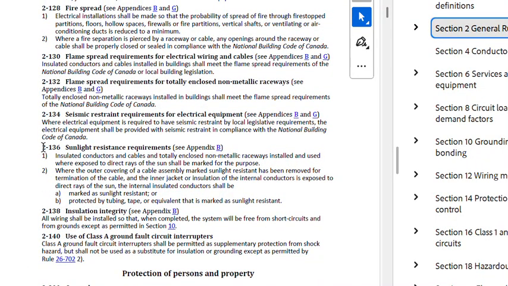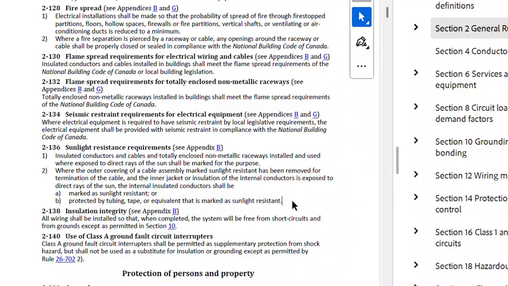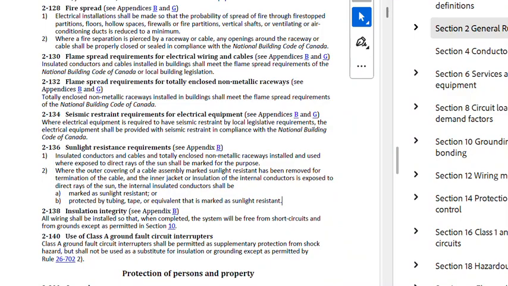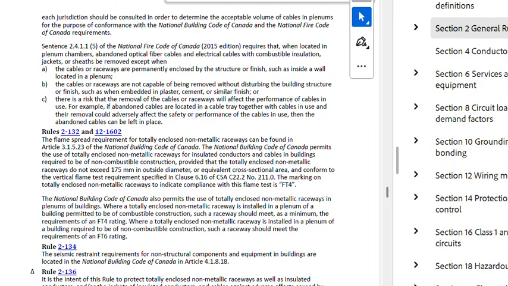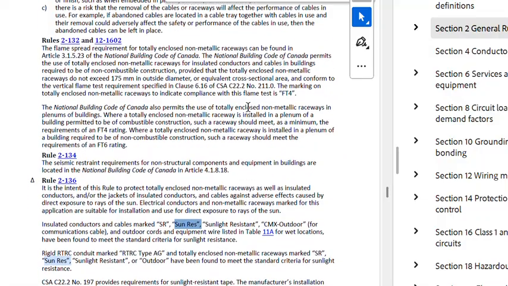Here we go. Sunlight resistance requirements. And they have to have some tape that says, oh, let's see. Where is it in here? It's down here somewhere. It says sunres. Actually, if I search for sunres, sunres is an appropriate term. Oh, here we go. It's 2-136.